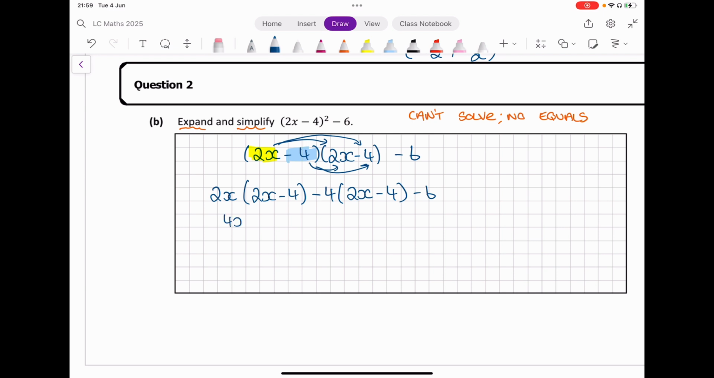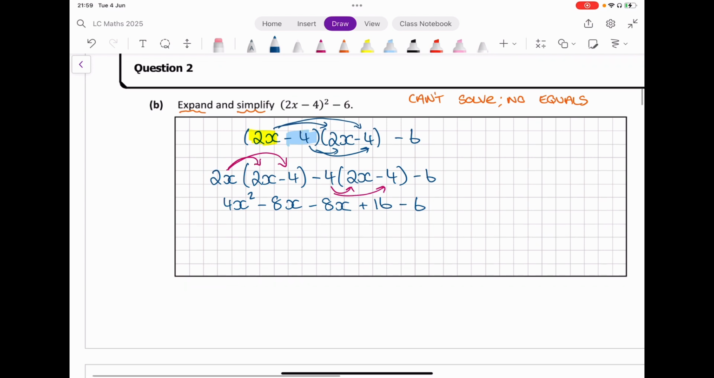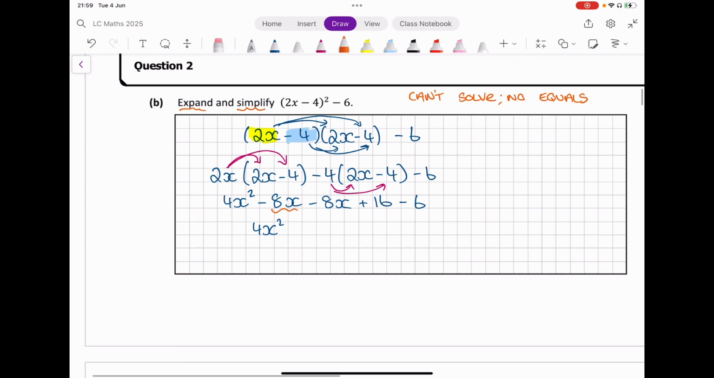So we've got 4x squared, because we've got this by that, and then that by that. So 4x squared minus 8x. Then down here, we have that by that and that by that. So we get minus 8x again, plus 16. And then we have a minus 6 over here. So now we're putting like terms with like terms. 4x squared appears once. We've got two places where I have x's, here and here, so we put them together. Minus 8x gives me minus 16x.